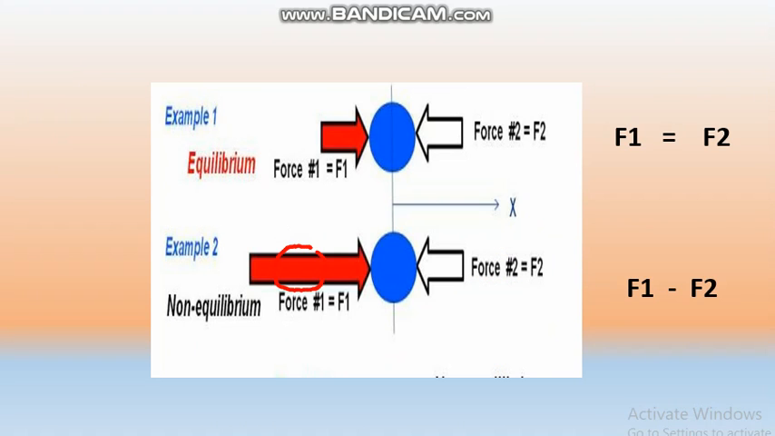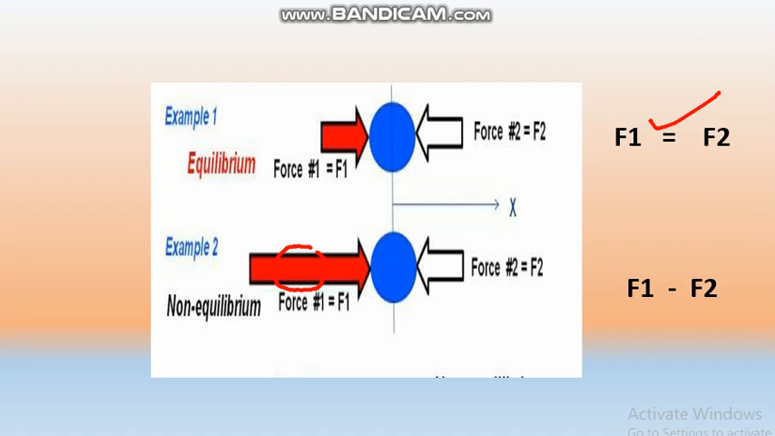If two forces F1 and F2 are acting on a body in a straight line but in opposite directions and the body remains at rest or in equilibrium, then we say that F1 and F2 are equal in magnitude but opposite in direction. So F1 is equal to F2.